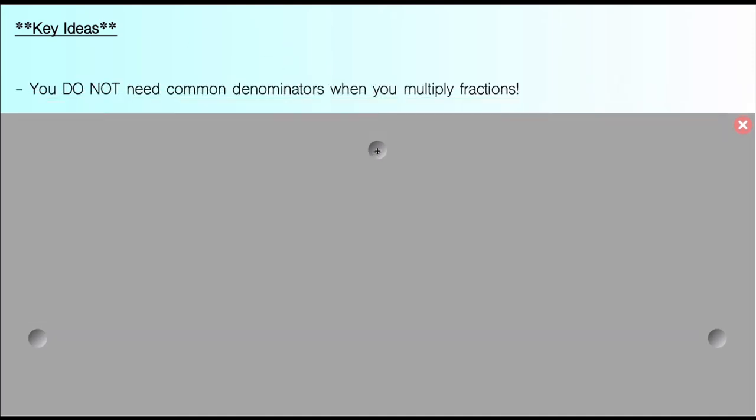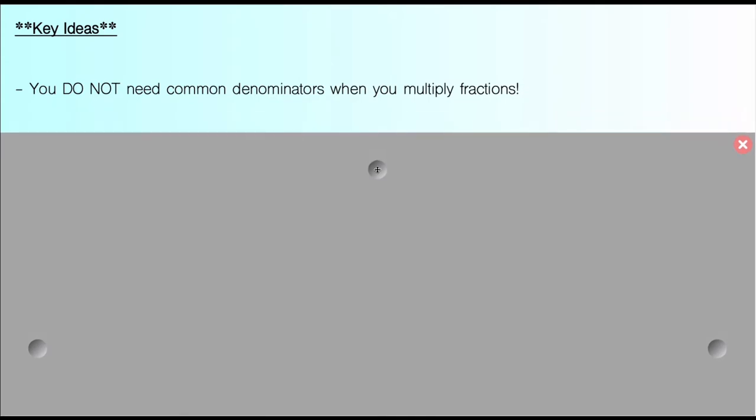The first one is don't waste your time finding common denominators. When you multiply, you don't need common denominators. When you add and subtract, the first thing you have to do is make sure that your denominators are the same thing. So if I'm adding thirds, I need to be adding it to thirds so that all the fractions are the same size. But when you multiply fractions, you do not need common denominators. And if you do find common denominators, technically it's fine. You'll ultimately get to the right answer. But your numbers are going to be much bigger to work with, and it's going to take a lot more to simplify your answers. So don't find common denominators. That's key idea number one.